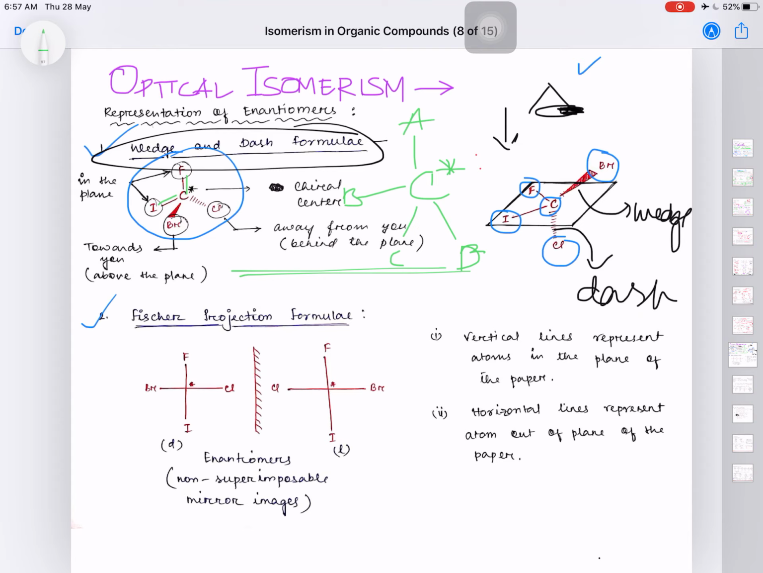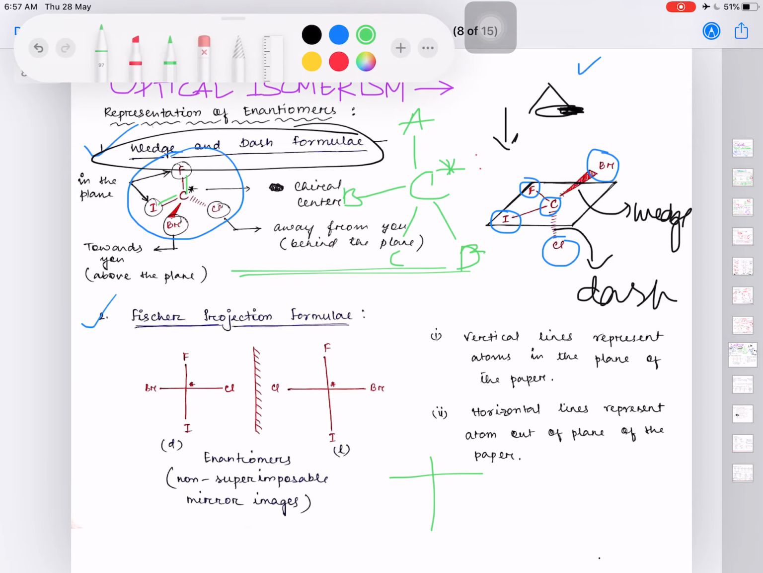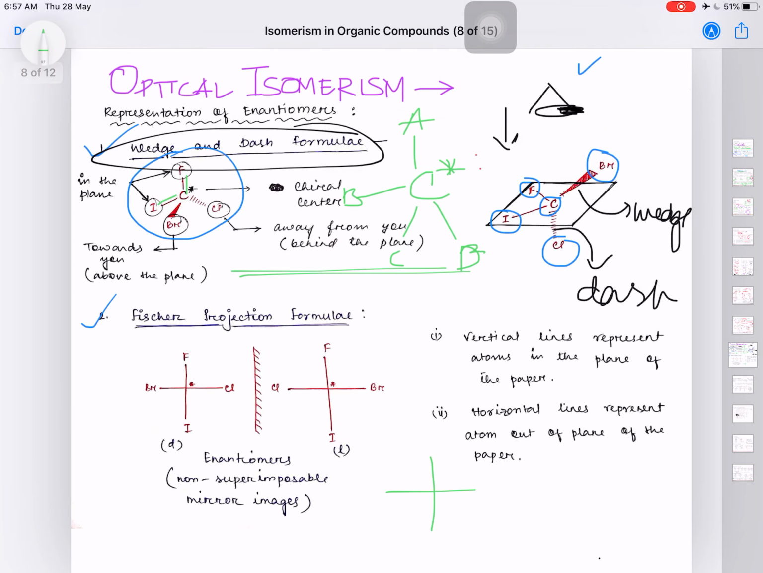Second thing is that, like this wedge dash formula, you can also draw a different representation formula. It's called your Fischer projection formula. So Fischer projection formula is nothing but you just draw two lines, one horizontal, one vertical. The horizontal line means the atoms that are away from you or towards you, the atoms that are not present in the plane of the paper. And the vertical lines tell you about the atoms that are present in the plane of the paper.